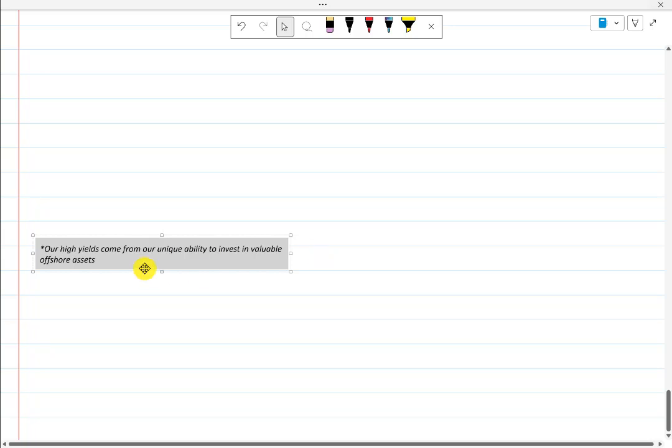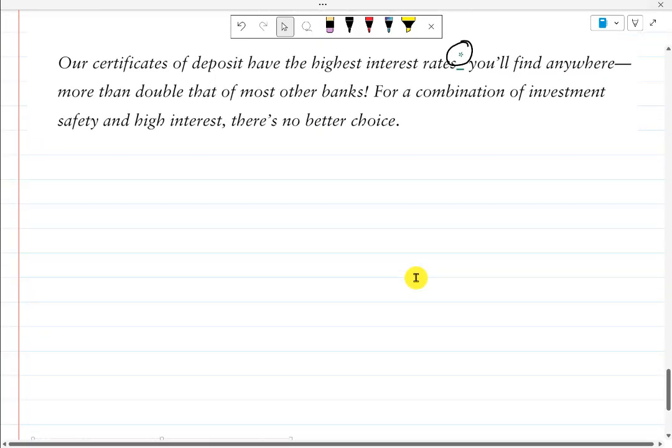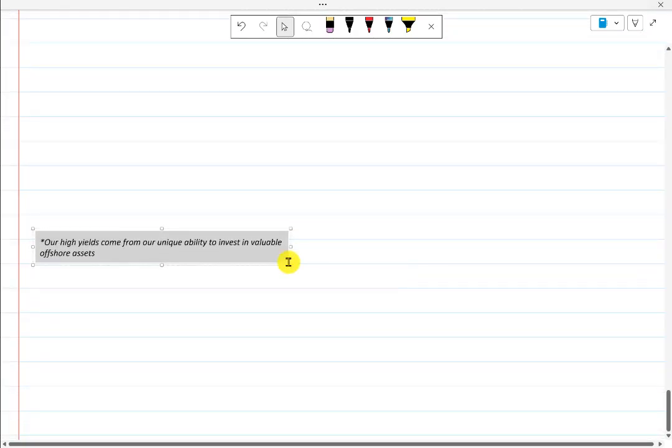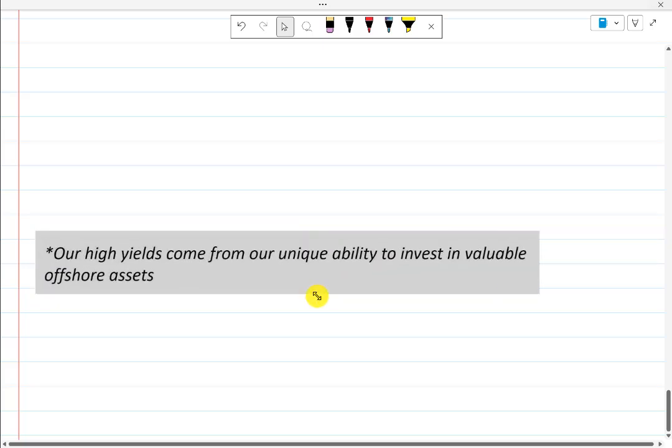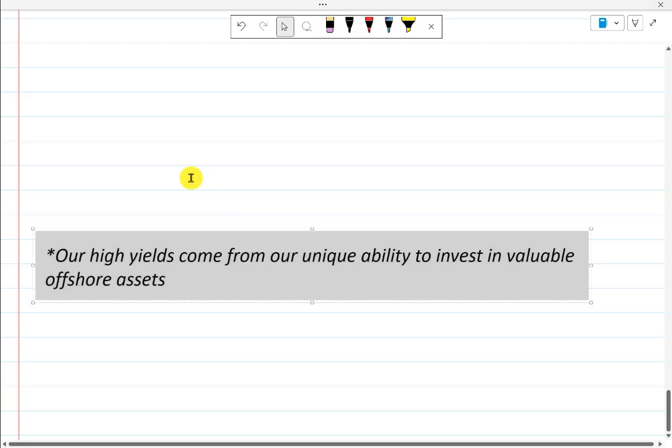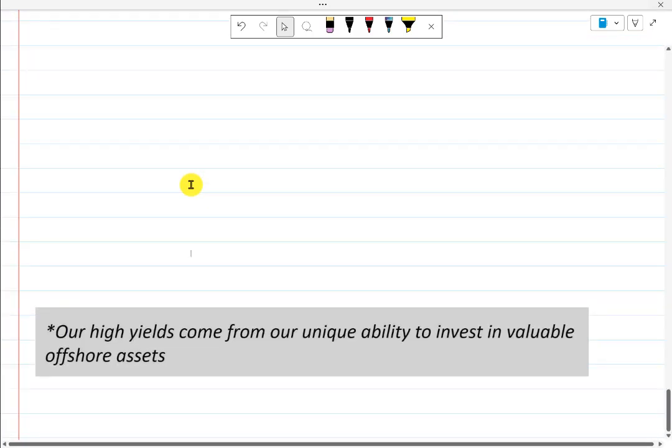Just run away. Notice how small it is compared to my other font too. And it may even be smaller than that. These are typically some things that they probably prefer you not to do or to read. But I'm going to see if I can make this bigger. And what do we have here? Our high yields come from our unique ability to invest in valuable offshore assets.